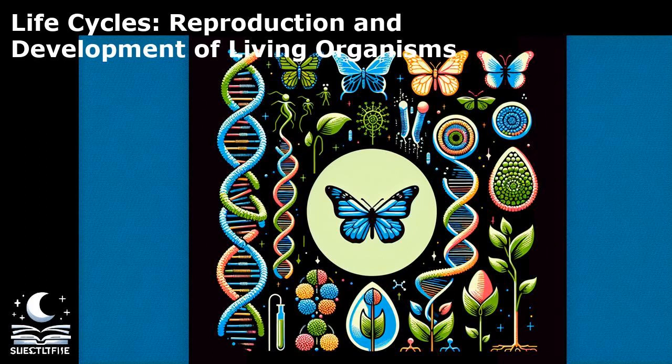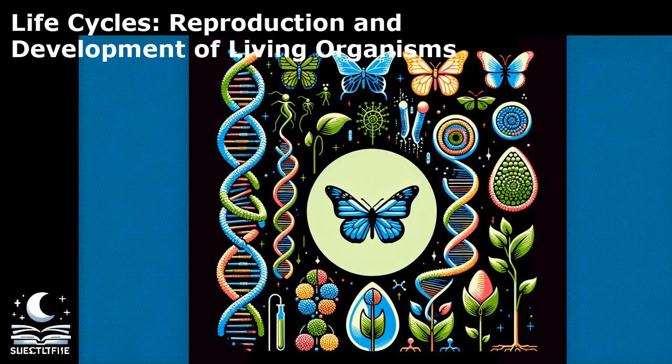Reproduction is a fundamental process in the life cycles of living organisms, ensuring the continuation of species and genetic diversity. There are two main types of reproduction: asexual and sexual. Asexual reproduction involves the creation of offspring from a single parent without the need for specialized reproductive cells. This method is efficient and rapid, allowing for the quick expansion of populations.